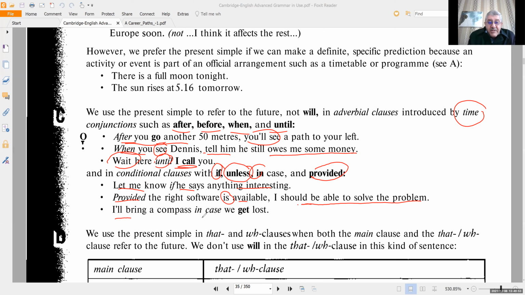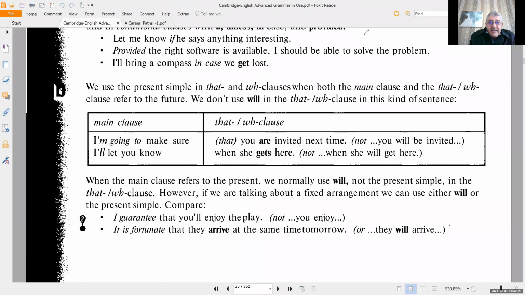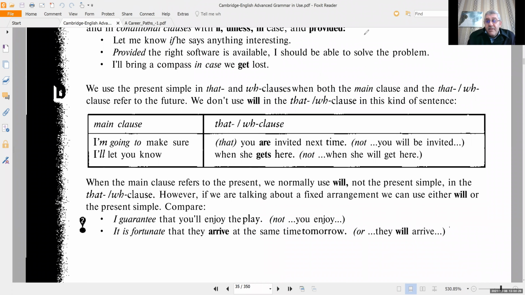I'll bring a compass in case we get lost. سأجلب معي بوصلة في حال إنه we get lost، في حال إنه تهنا أو ضيعنا الطريق. فلاحظوا إذن هنا استخدام المضارع يتكلم هنا على أشياء محددة بالضبط تحصل للناس أو تحصل للمتكلم من أجل إعطاء المعنى بشكل مختصر. We use the present simple in that and WH clauses when both the main clause and the that WH clause refer to the future.